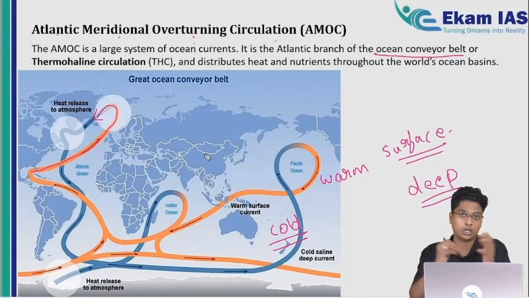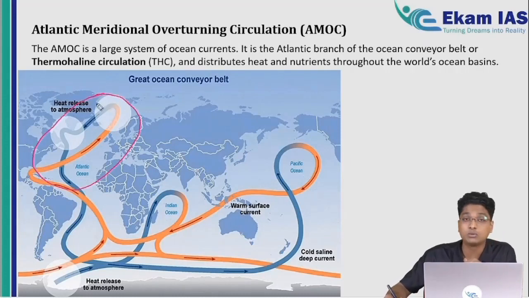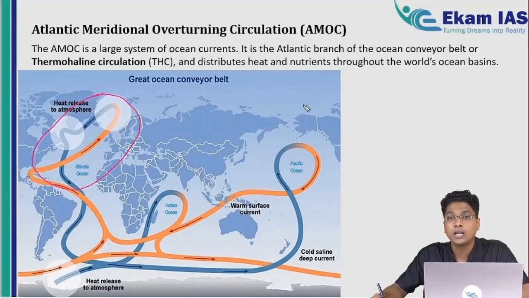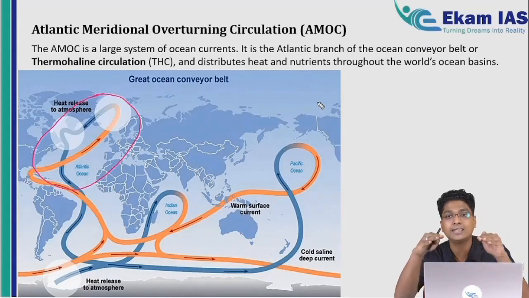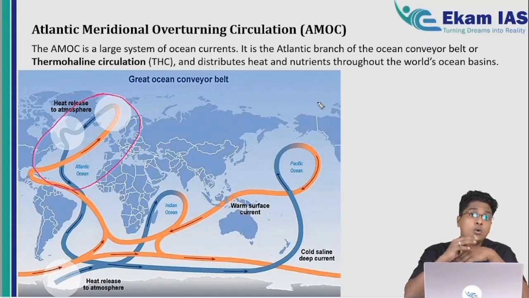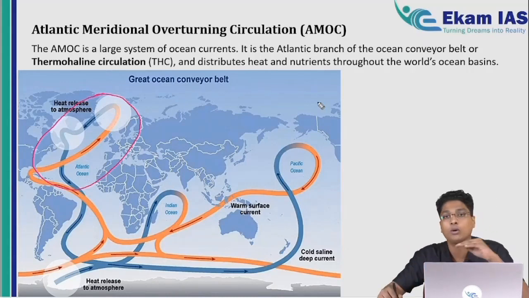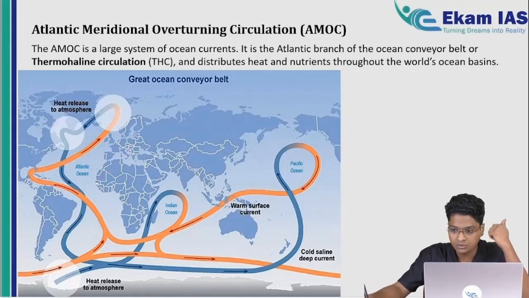Okay, so this is the overall ocean conveyor belt, and regarding the Atlantic Meridional Overturning Circulation, especially the northern part was in the news, because it was found that it is weakening because of greenhouse gas emissions and global warming. When the globe warms, heat from the atmosphere is absorbed by the oceans, so whatever temperature changes occur over the atmosphere will be reflected over the oceans as well. Because of these impacts of global warming, the Atlantic Meridional Overturning Circulation is weakening, and that's the reason why it was in the news. So we have to expect questions related to this topic and surrounding topics as well.